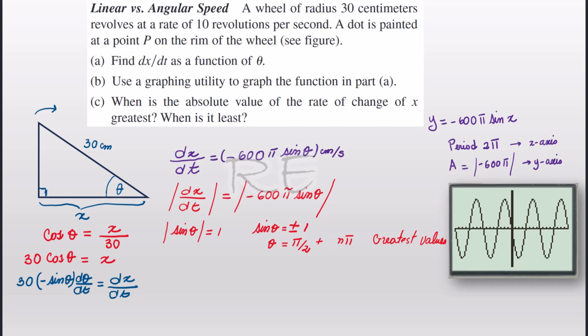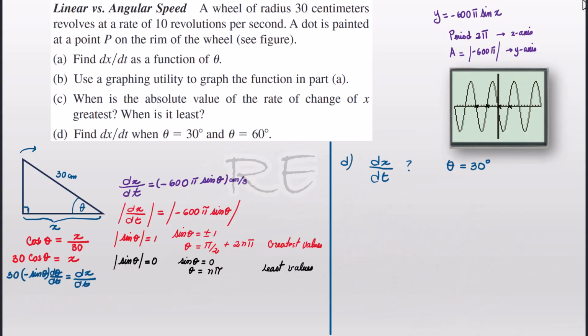Now, that value will be 600 pi. The absolute value of sine theta taken separately is equal to 0, and that's the lowest value, which means that sine theta is equal to 0, and theta is an integer multiplied by pi: n pi, pi, 2 pi, 3 pi, 4 pi, and so on. And these will produce the least values, which is 0.